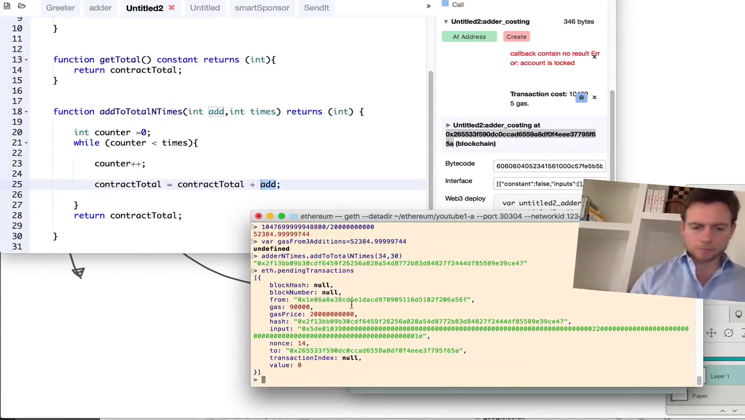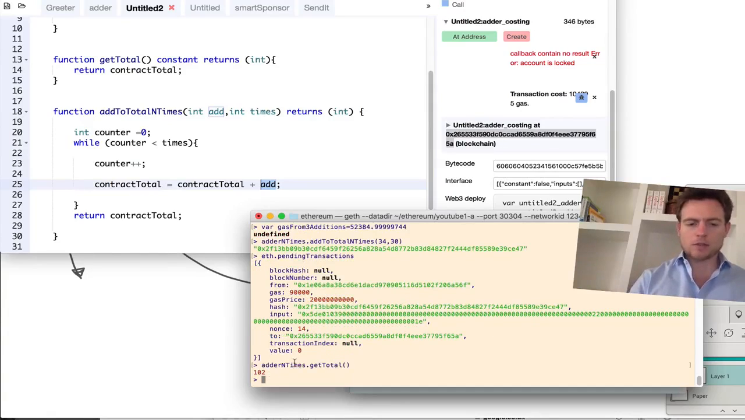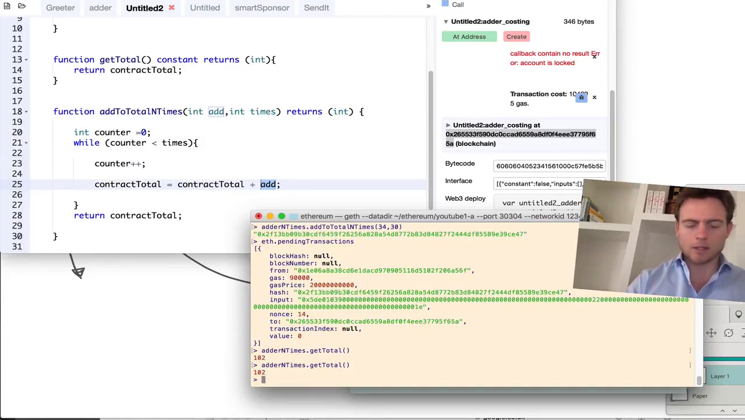Okay, the gas again is 90,000, right? Now we're adding 30 times. By the way, I just checked the total to make sure that it did work. This is the result of the first execution. We added 34 plus 34 plus 34, so that's why the total is now 102, right? So that's good to know.